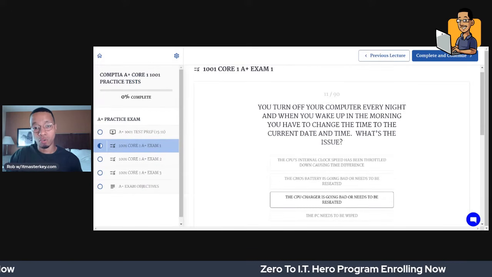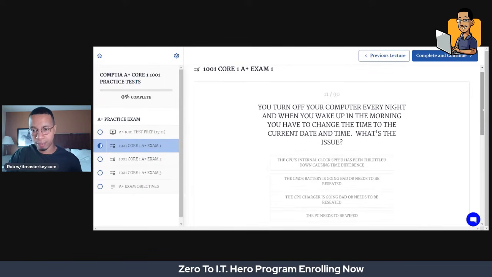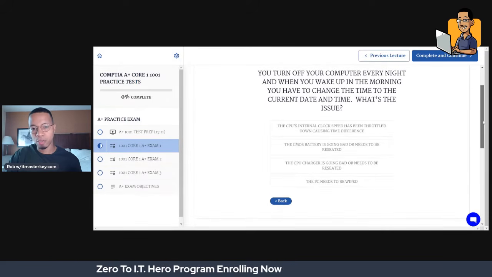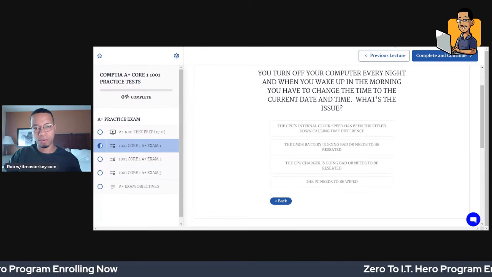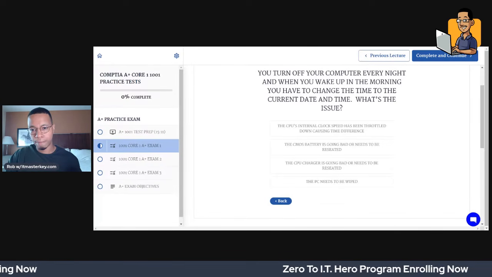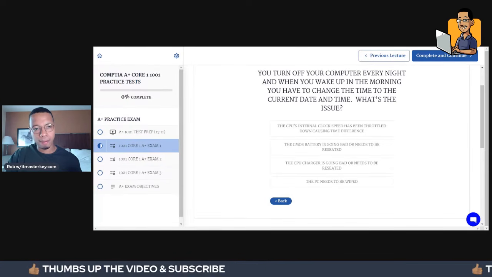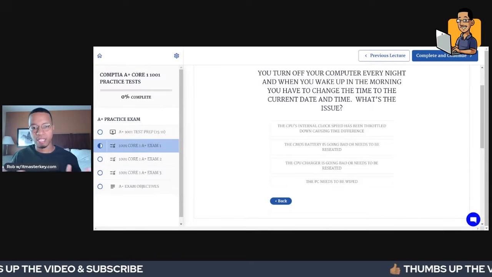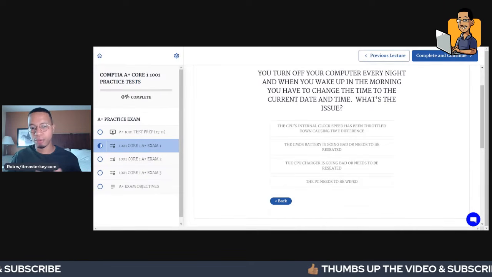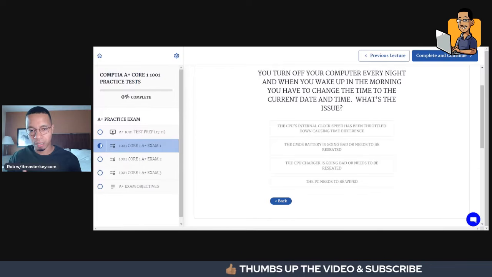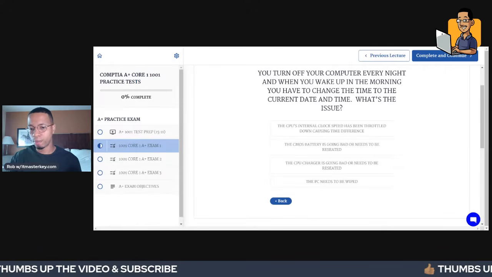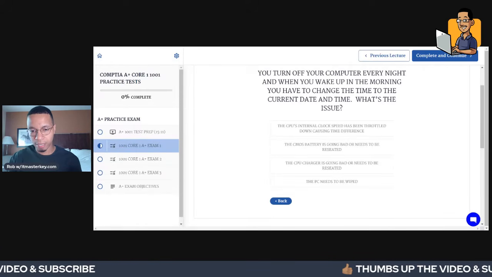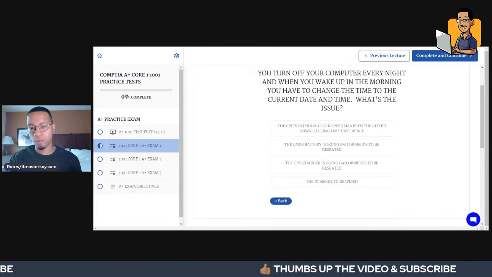All right, so you turn off your computer every night, and when you wake up in the morning, you have to change the time to the current date and time. What's the issue? Do we think that the CPU's internal clock speed has been throttled down, causing a time difference? The CMOS battery is going bad or needs to be reseated. The CPU charger is going bad or needs to be reseated. The PC needs to be wiped.